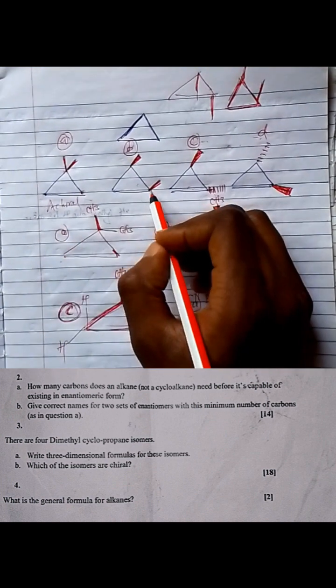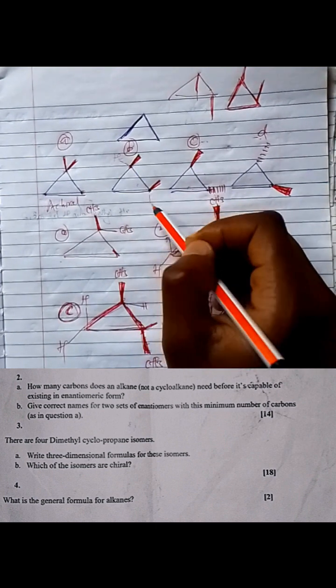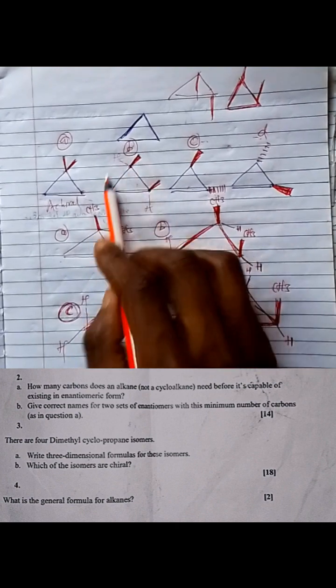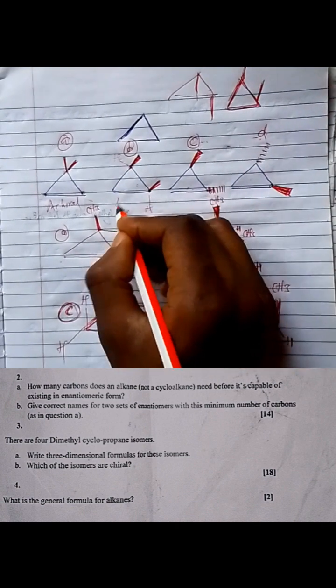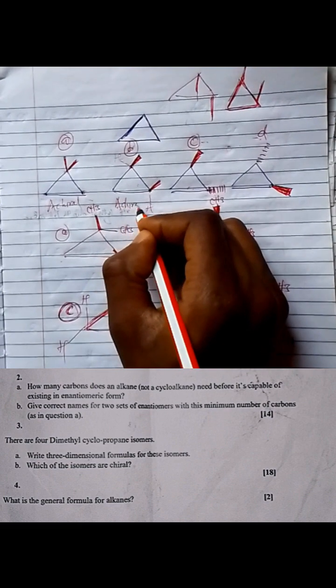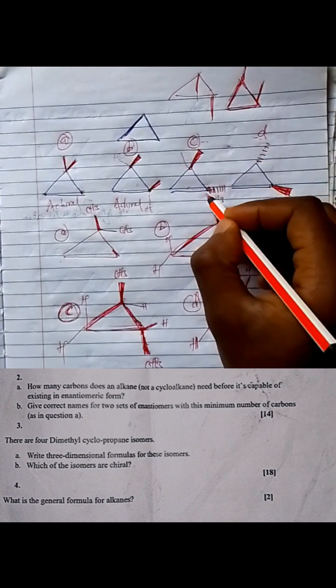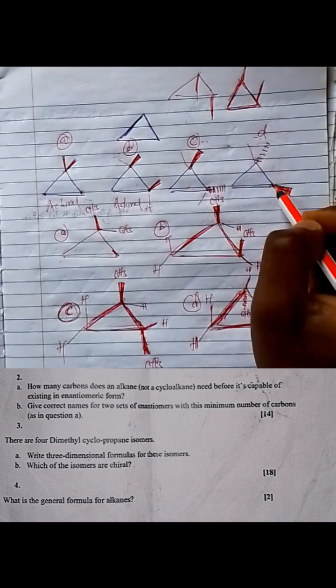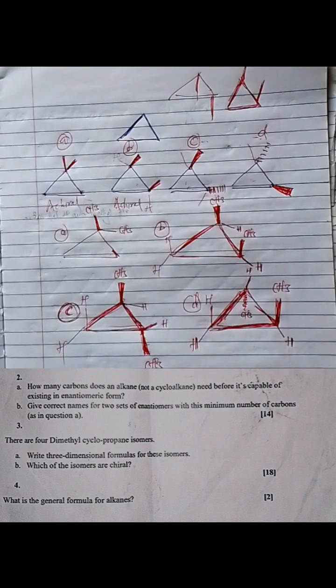Alright, look at the second one. This is a chirocenter, that's very true, and this is a chirocenter. But because this is a meso compound, the overall chirality is 0. So therefore, this is achiral. When you look at this one, this is a chirocenter. This is a chirocenter. So these two have chirality. Therefore, they are enantiomers.